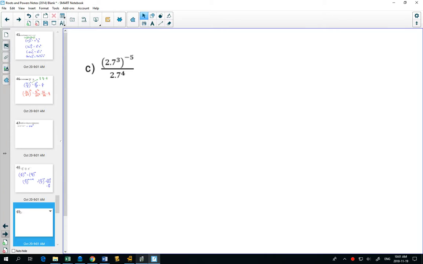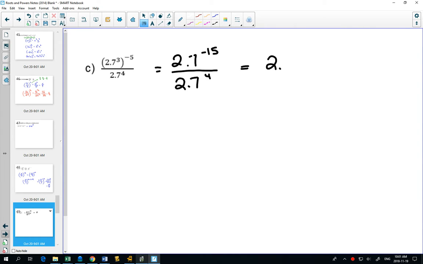Okay, let's see how you did on these first two. So first of all, a power to a power, you would get 2.7 to the negative 15 over 2.7 to the 4. Our bases are the same, so we can write this as 2.7 to the negative 15 minus 4, which is 2.7 to the negative 19. How'd you do? Okay.